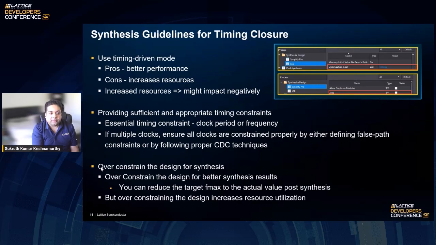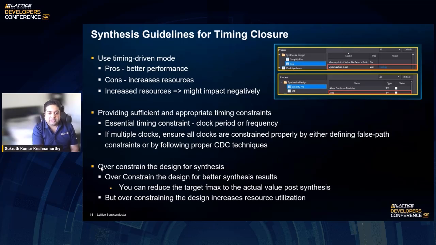Make sure there are proper, sufficient, and appropriate timing constraints applied to the design. It is very essential to provide the clock frequency and clock period and constrain all the clocks in the design. If you have any CDC paths and if you have multiple clocks, ensure that all clocks are constrained properly, and also the clocks between the inter-clock domains are constrained properly by either defining false path or by following proper CDC techniques by using synchronizers.